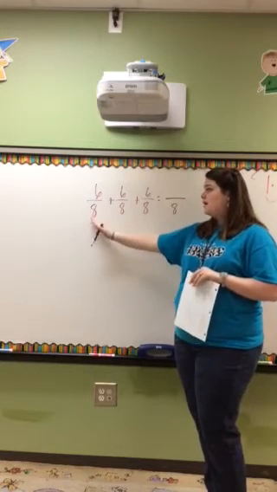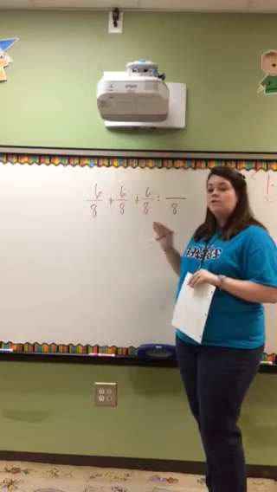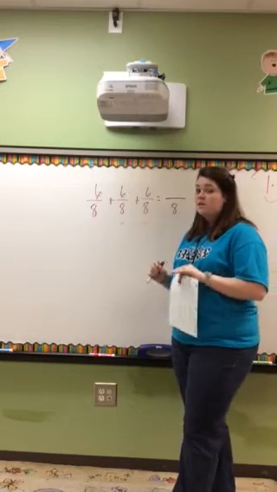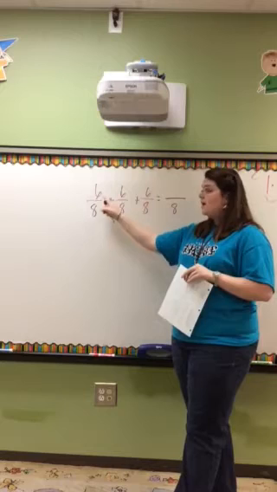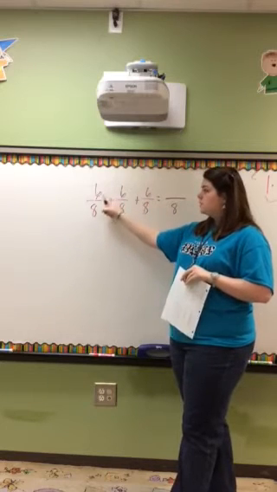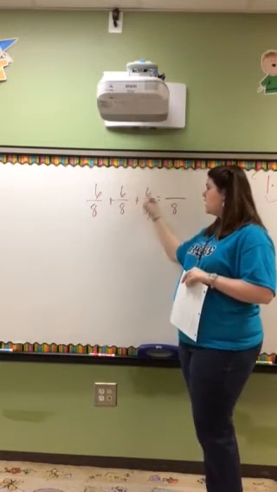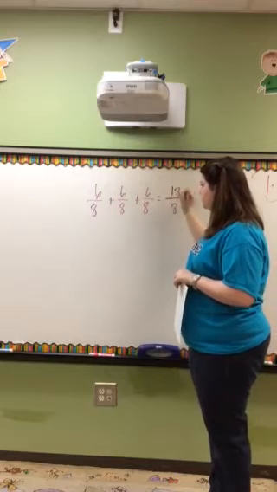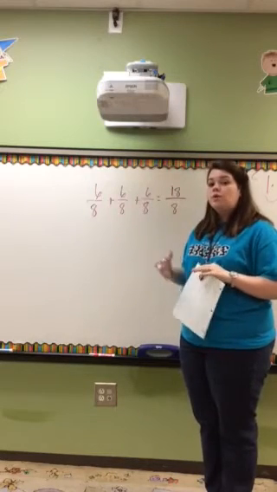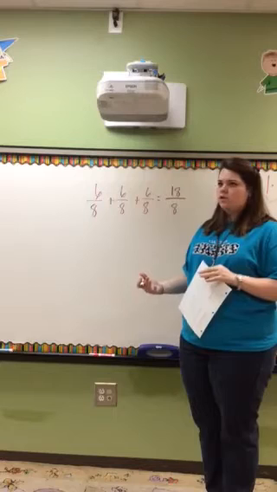You do not need to add 8 each time. Your denominator stays the same. The only part that you need to add is your numerator. So 6, 12, 18. Okay, so she drinks a total of 18/8 of orange juice.